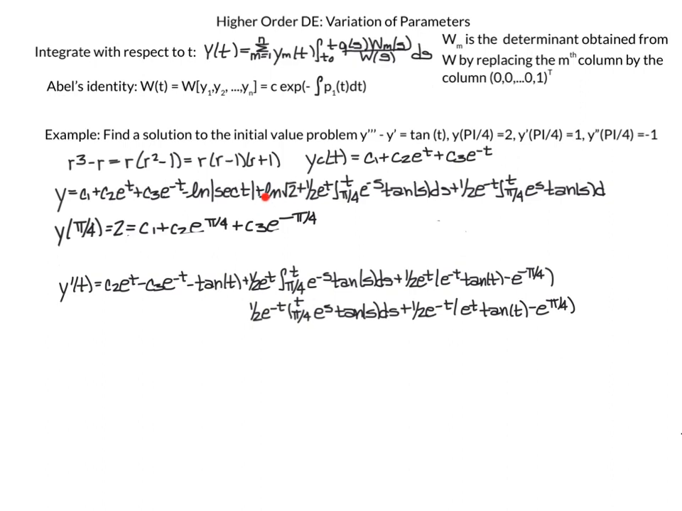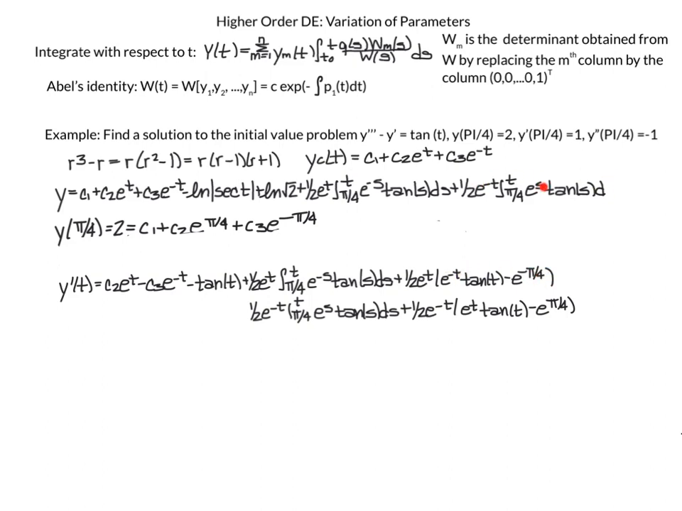This goes away because it's a constant. And now, using the product rule, I have my derivative of 1/2 e to the t, which is just 1/2 e to the t, times my integral, plus my 1/2 e to the t times the derivative of the integral. So the derivative of the integral is just going to be my e to the minus s tangent of s evaluated at t and pi over 4. And that's what I have written here.